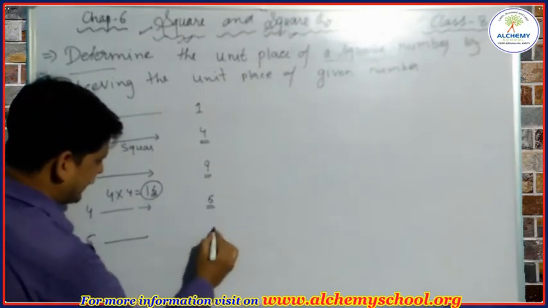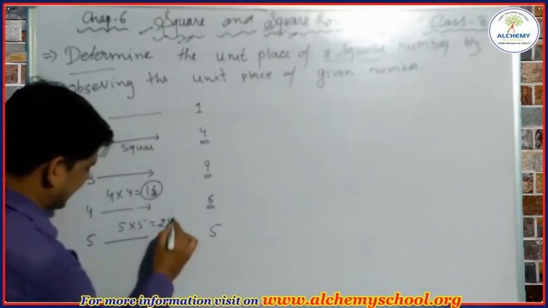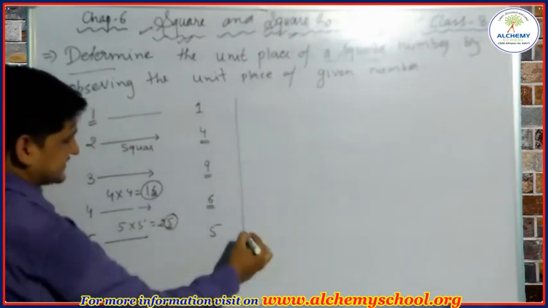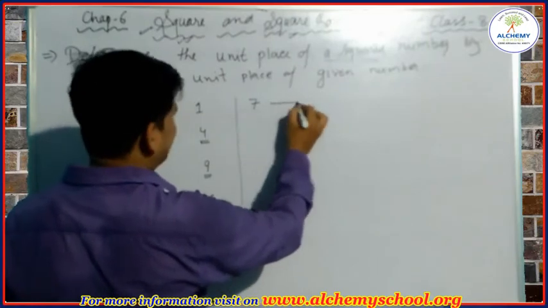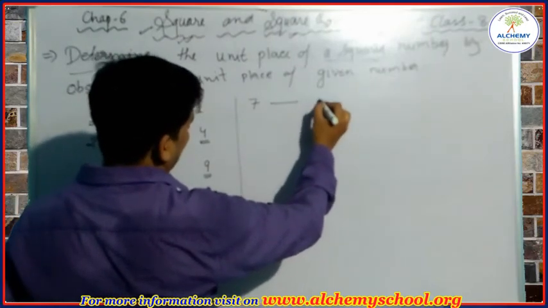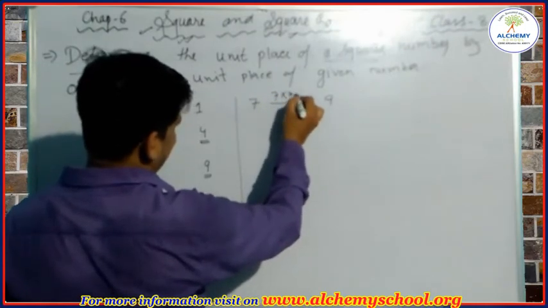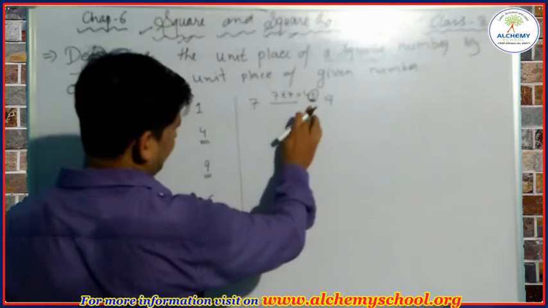So there will be 5. Why? Because when we multiply 5 into 5 we get 25, and in 25, 5 is on unit place. The same thing is applicable for other numbers also. For 7, if we find its square, we get 9 on unit place. Why? Because 7 multiplied by 7 is 49, and in 49 there is 9 on unit place.